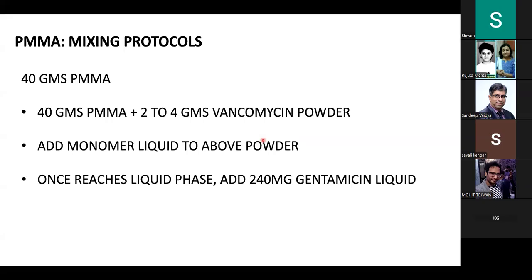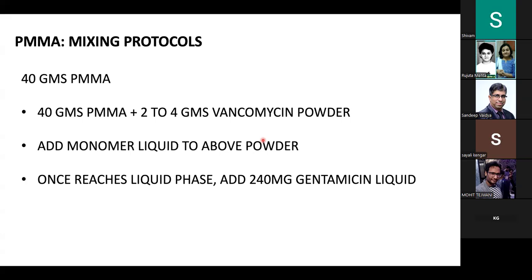First, coming to bone cement. If you are using 40 grams of bone cement, how do you prepare your antibiotic cement mixture? You first take the cement powder and add your vancomycin powder to it. If you are using your antibiotic in powder form, you should first mix it with the cement powder. Then you add your liquid monomer to this powder. If you are additionally going to use a liquid antibiotic like gentamicin, then once this mixture reaches the liquid phase, you should add your gentamicin to it.